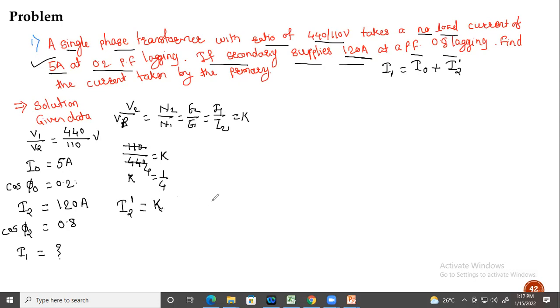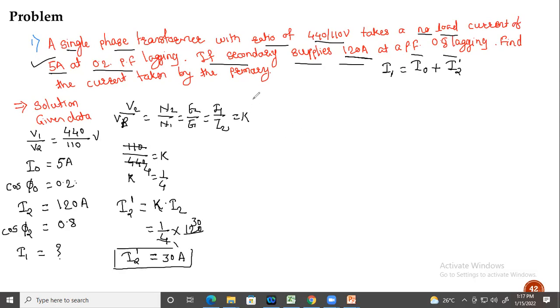Transformation ratio K, I2 can be transferred to the primary side, so it is multiplied by K into I2, right? K into I2, so value of K is nothing but 1 by 4 into I2, which is 120. So according to this we get the value of I2 dash. I2 dash is equal to 30. So I2 dash ची magnitude मिळाली आपल्याला. I2 dash is equal to 30.